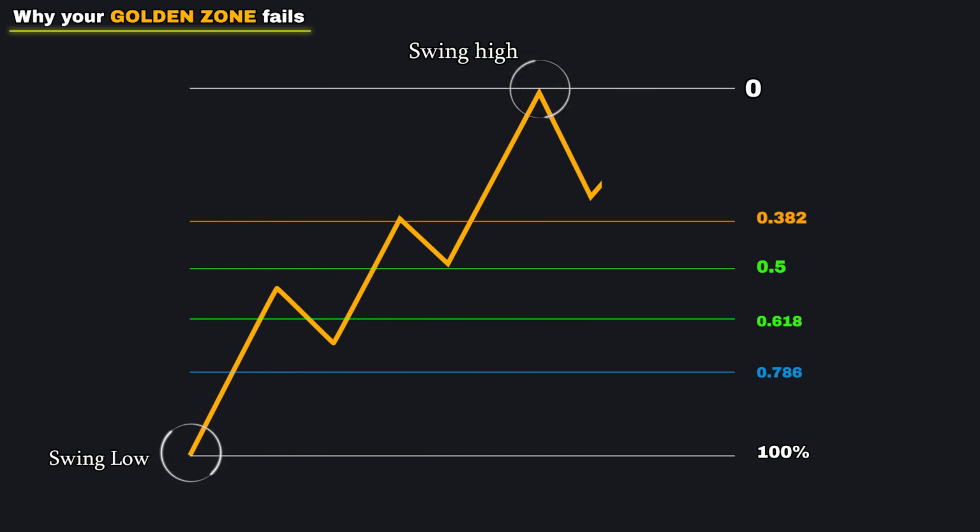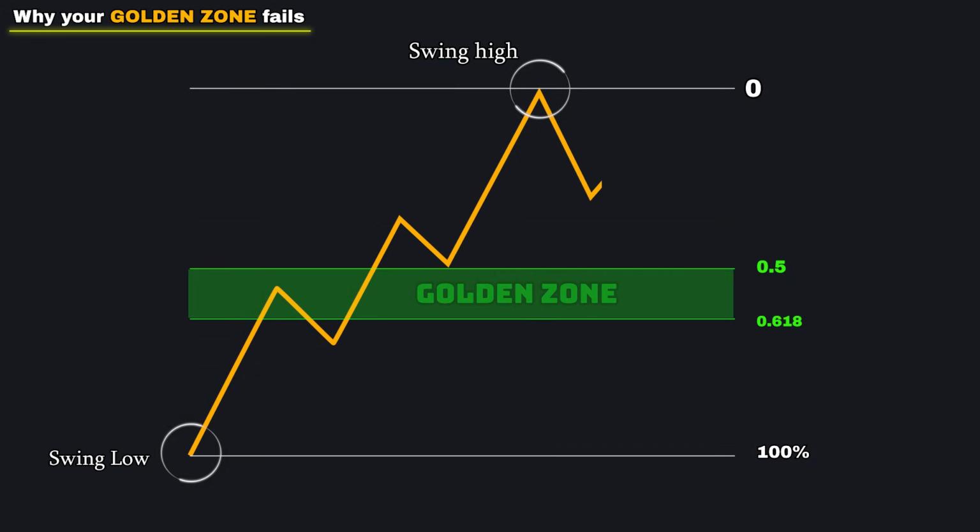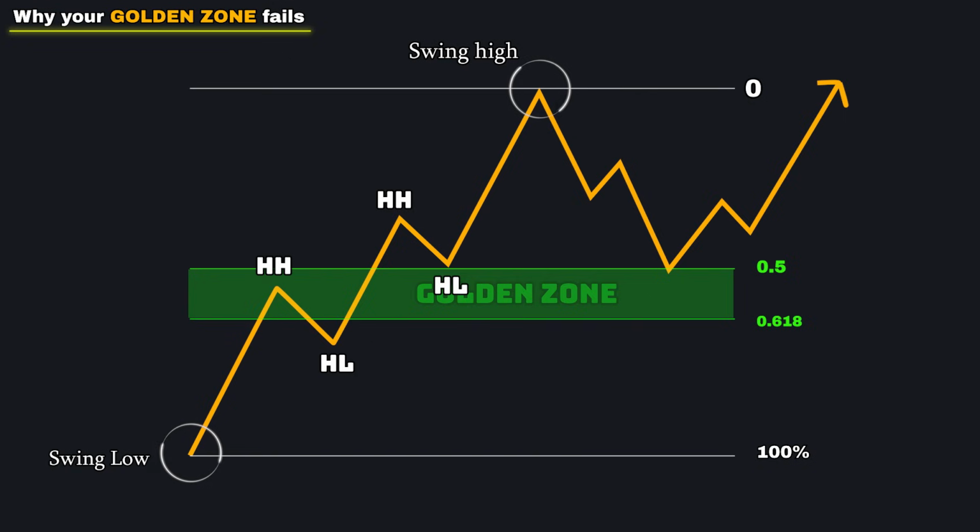The golden zone is simply the area between the 50% and 61.8% retracement levels. On the chart, it's usually highlighted as a shaded box or two horizontal lines. The theory is, if the market is trending, price will often retrace into this zone before continuing in the direction of the trend. But here's the problem.